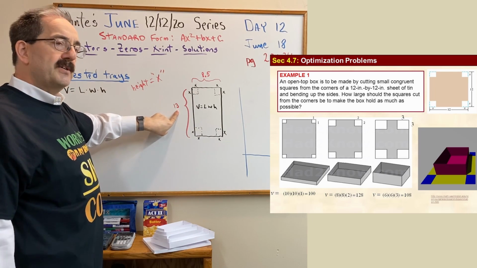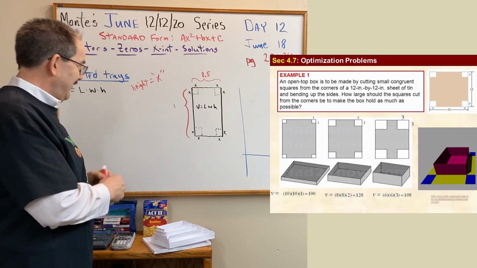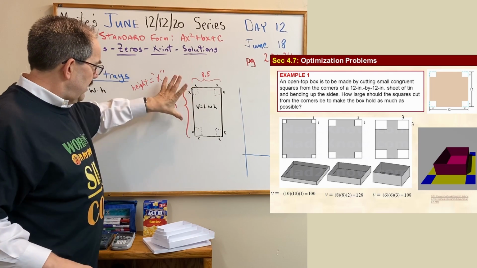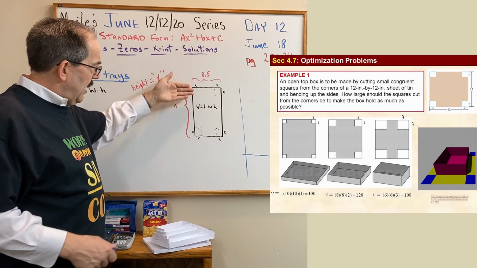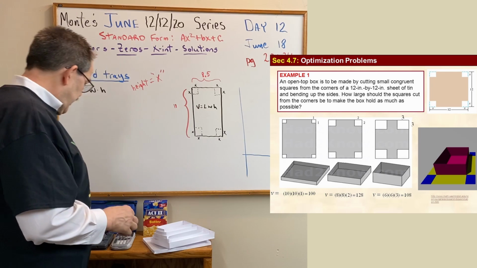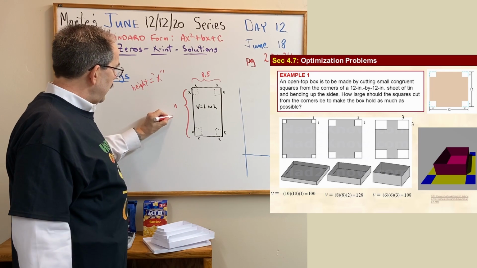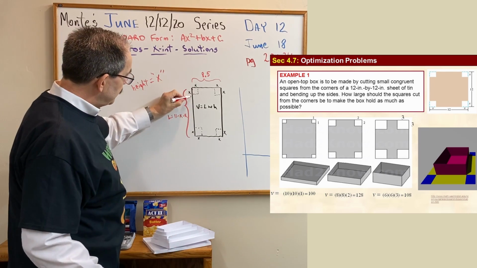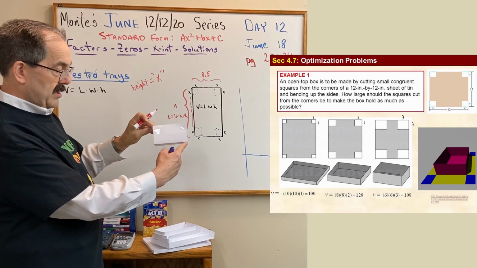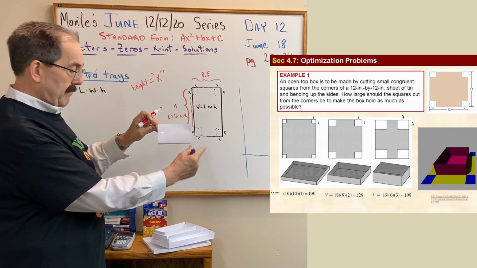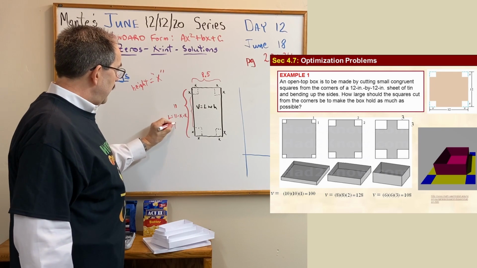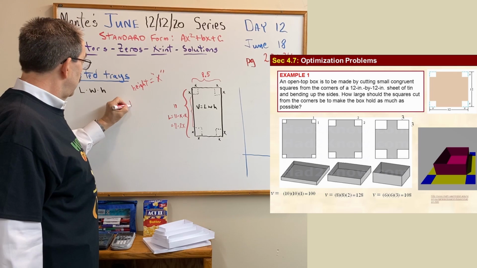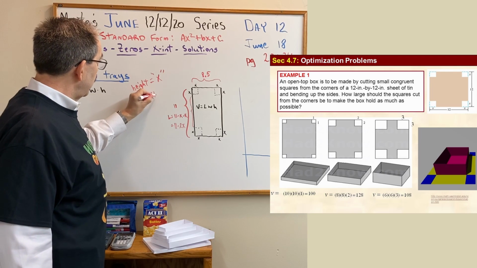Now, length and width. A sheet of paper is 8.5 by 11. If the length is 11, I'm cutting out an X at each end. Can you see that now the length is 11 minus X, minus X? This piece right here is 11 minus that, minus that. Simplify: 11 minus 2X, the idea of combining like terms. So the length equals 11 minus 2X.